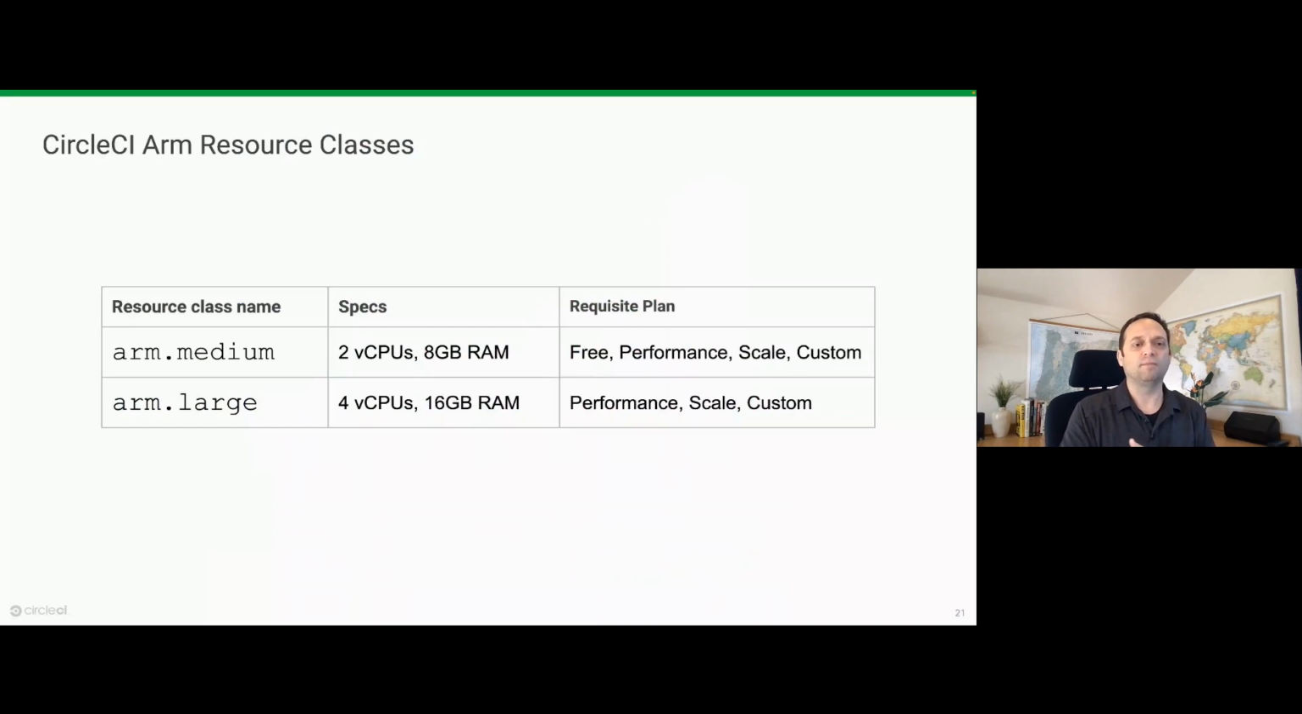So coming around to ARM. CircleCI now offers two ARM resource classes. We have ARM Medium and ARM Large. The Medium instance class is 2 vCPUs with 8 gigs of RAM, and this is available for basically all of our plans: free, performance, scale, and custom. And we have ARM Large, which gives you 4 vCPUs and 16 gigs of RAM. That's available for our performance, scale, and custom plans.